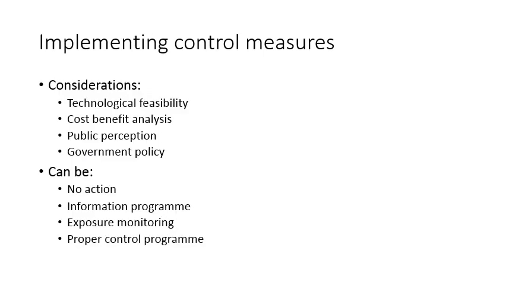Hazard control measures can be implemented in various ways. Before we implement any control measures, we must make sure that the measures that we are going to implement are technologically feasible, beneficial financially, acceptable to the public, and not against established government policy or legislation. Sometimes, a control measure can be no action at all. It can also be just information sharing, or exposure monitoring.